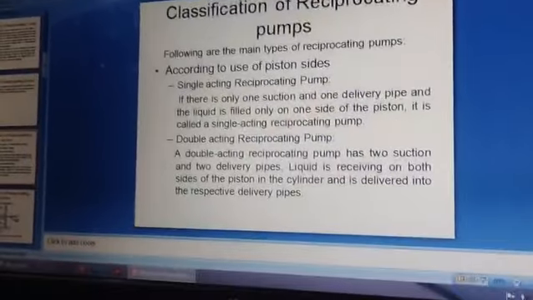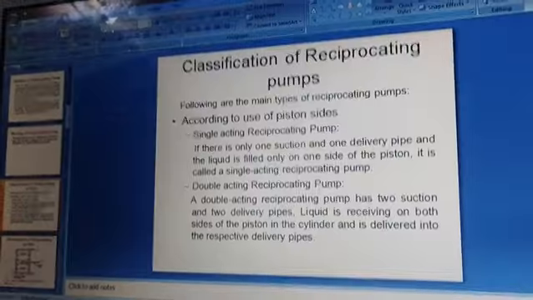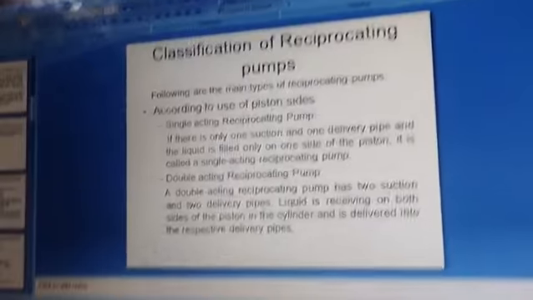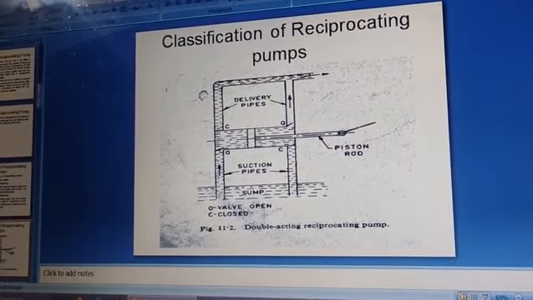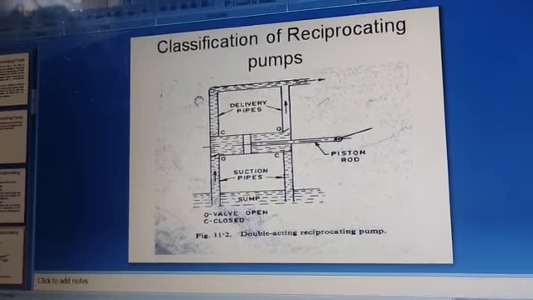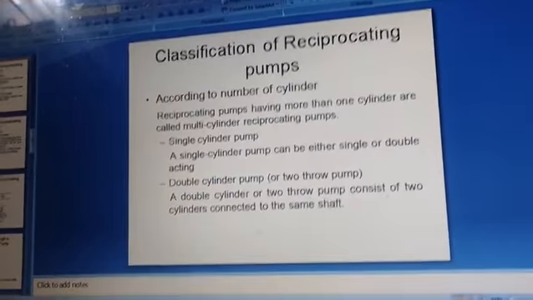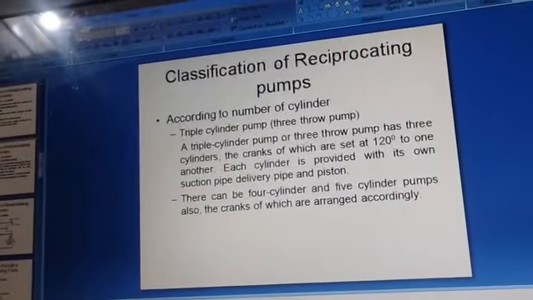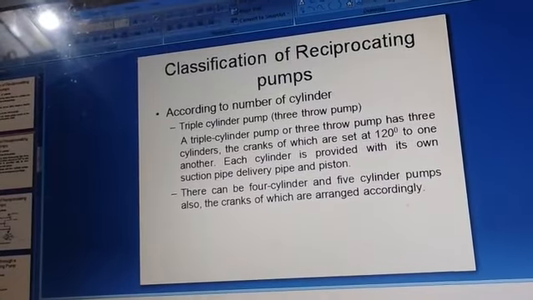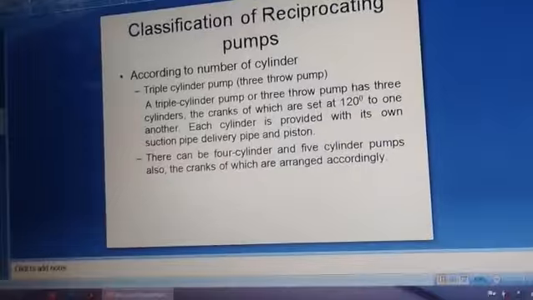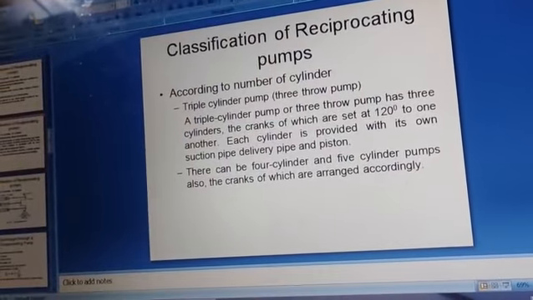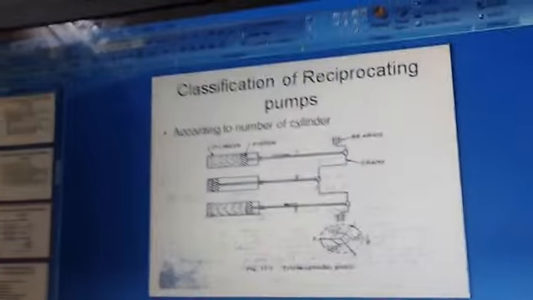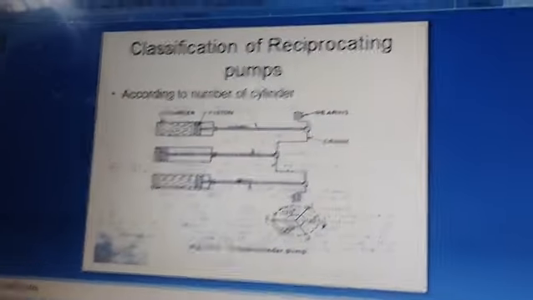What is the classification of reciprocating pumps? It is based on the use of piston sides: single acting and double acting pumps. In the double acting pump, power is taken from both sides. Another classification is according to the number of cylinders: single cylinder, double cylinder, and triple cylinder reciprocating pumps.